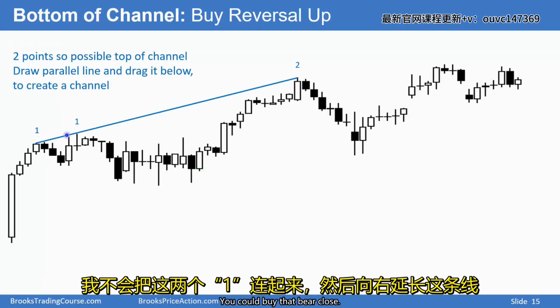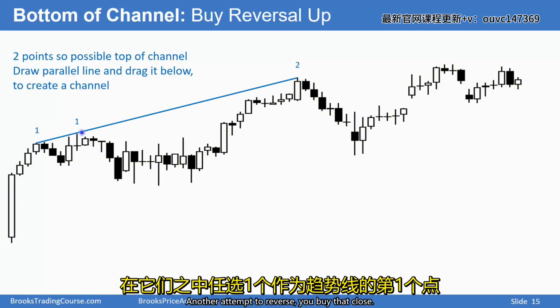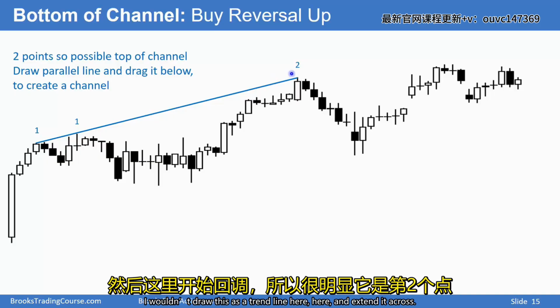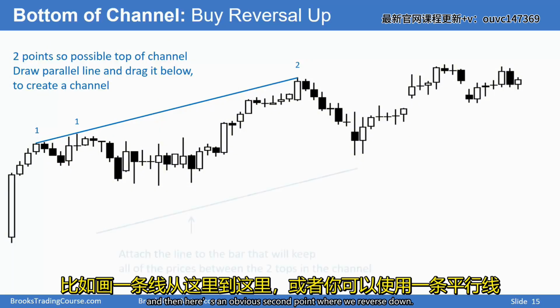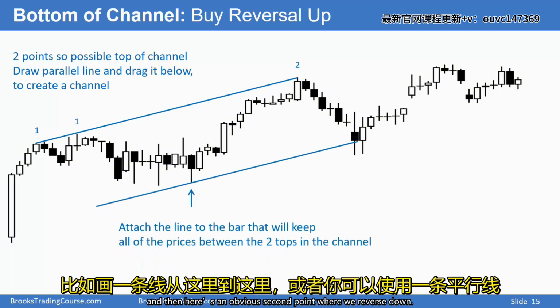I wouldn't draw this as a trend line here, here, and extend it across. However, either one of these you can use for the first point of a line, and then here's an obvious second point. We reverse down. And to find the bottom of the channel, you could either simply use lows, like draw a line from here to here, or you can use a parallel line.